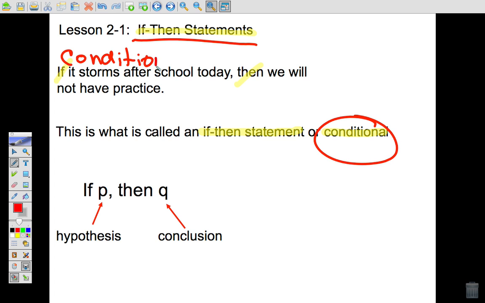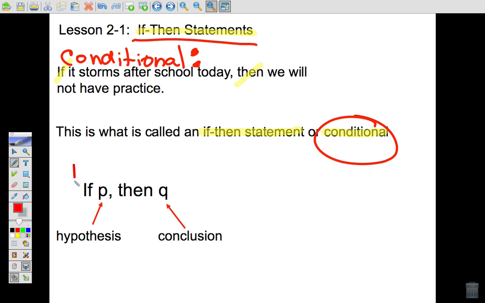So I want you to write this statement, but before it, write the word conditional and then a colon. So in other words, if it storms after school today, then we will not have practice. This is called an if-then statement, or in other words, a conditional. They're interchangeable, so they mean the same thing. Sometimes we'll call it an if-then statement, sometimes we'll call it a conditional. Probably most of the time we'll call it a conditional.